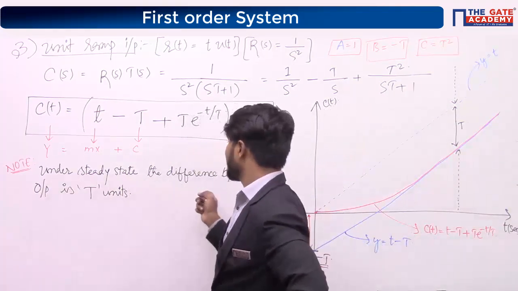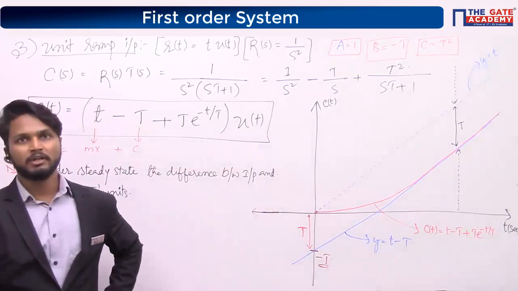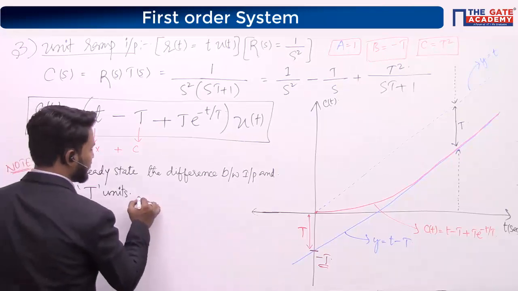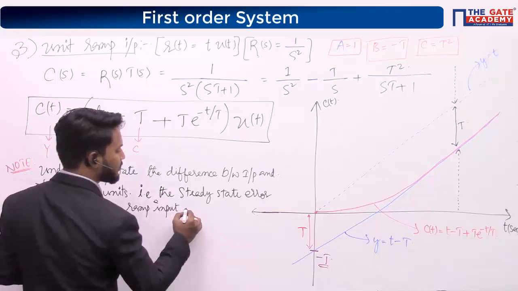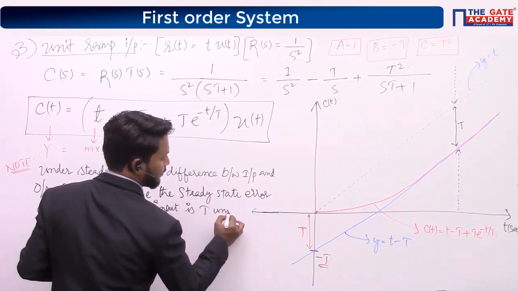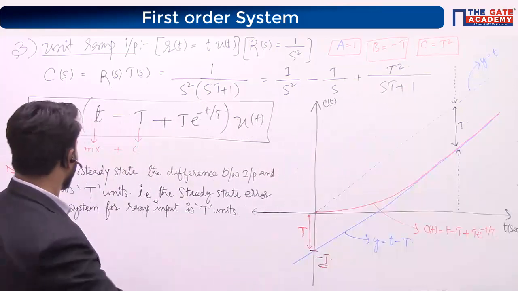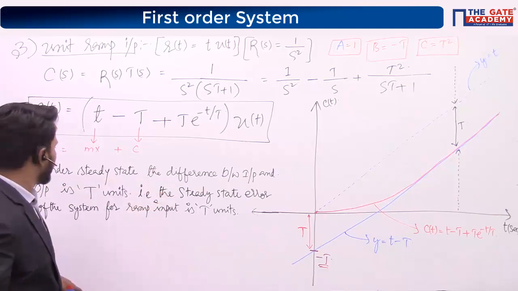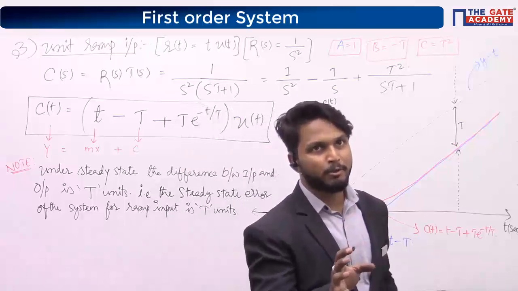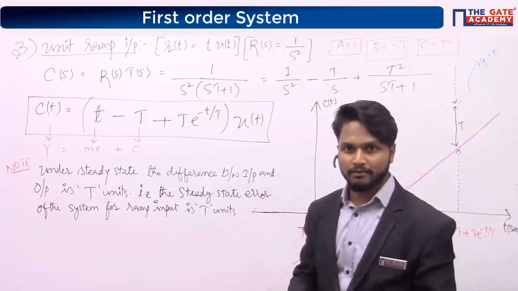Under steady state, the difference between input and output is how much? T units, right? So I can call it the steady state error of the system for ramp input, which is T units. So under steady state, the difference between input and output is T units, which means, see here, we are dealing with transient response only, but still we can see the steady state error from the graph itself, right?